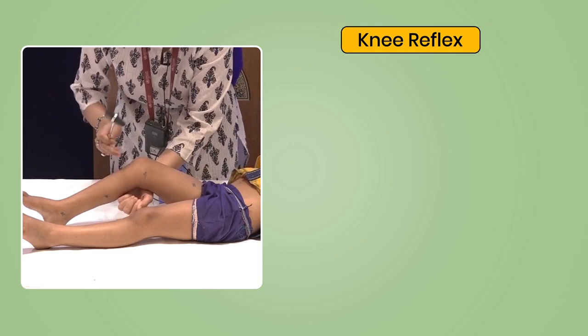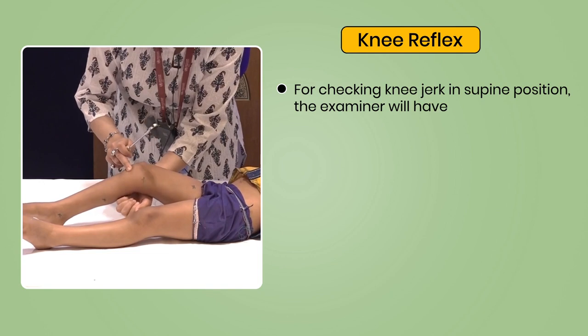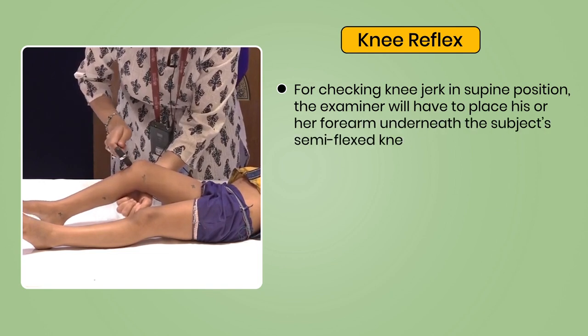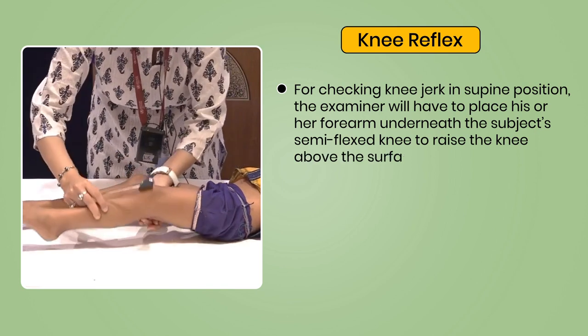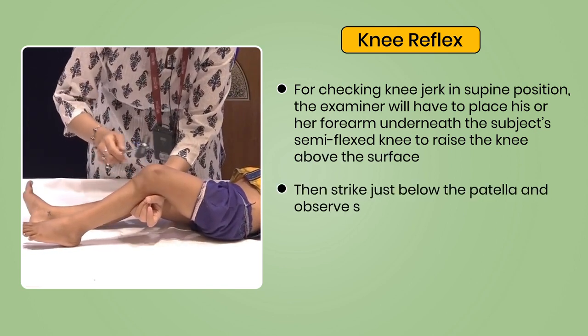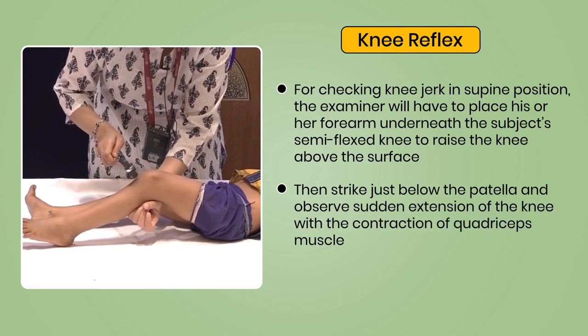Knee reflex. For checking knee jerk in supine position, the examiner will have to place his or her forearm underneath the subject's semi-flexed knee to raise the knee above the surface. Then strike just below the patella and observe sudden extension of the knee with the contraction of the quadriceps muscle.